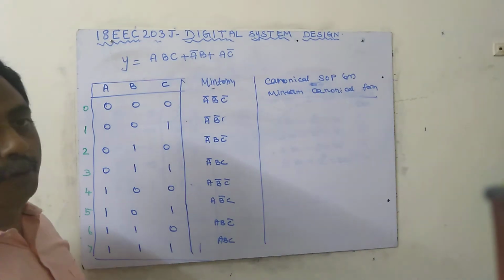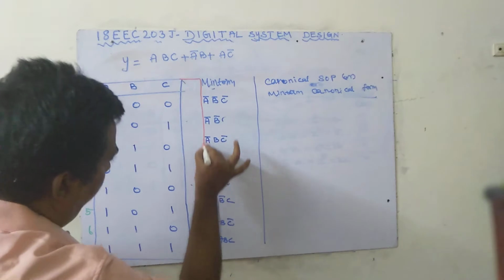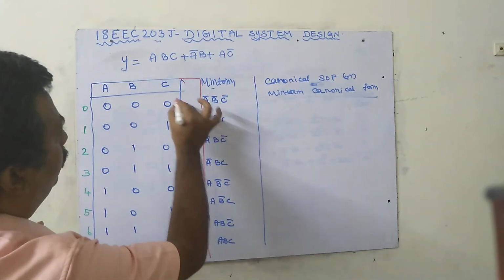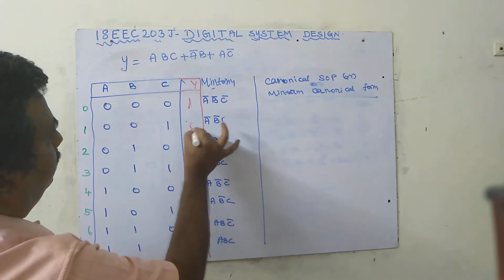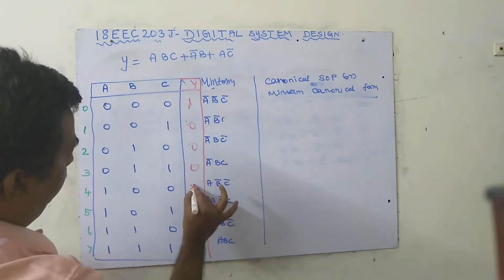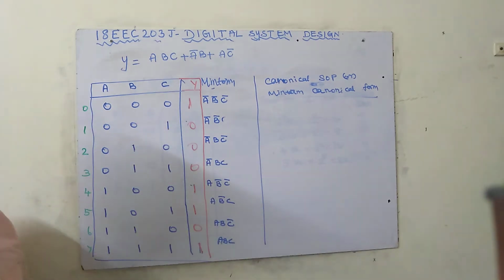Min term canonical form means here we have to see the output. So far we have not seen the output. Now I am going to write the output. What are the outputs? Output is Y. This is 0, this is 0, this is 0, this is 1, this is 1, this is 0, and this is 1. Let us consider it like this.